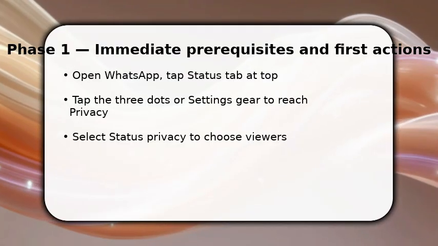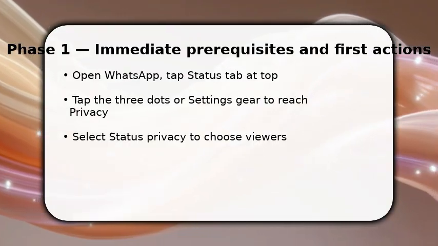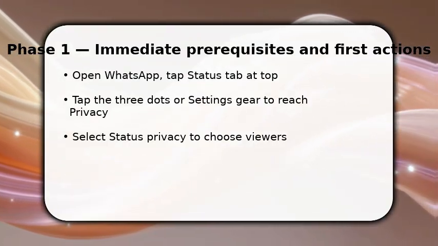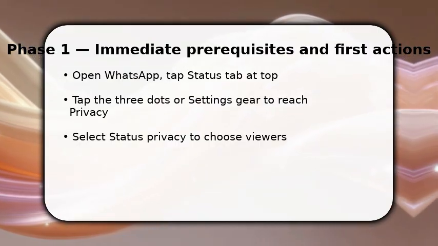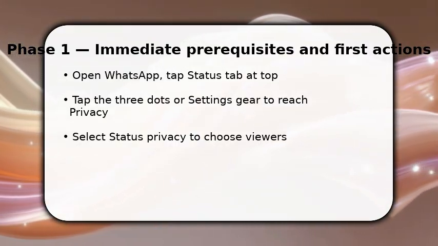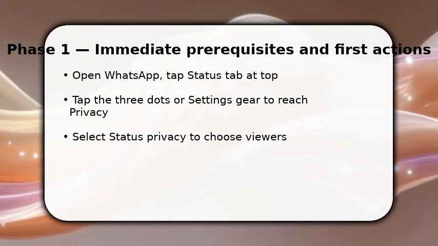You're starting inside WhatsApp. Open the Status tab and head straight to Settings. This is where you control who sees updates. Once in Privacy, choose Status Privacy. This is the first actionable step because it determines visibility.